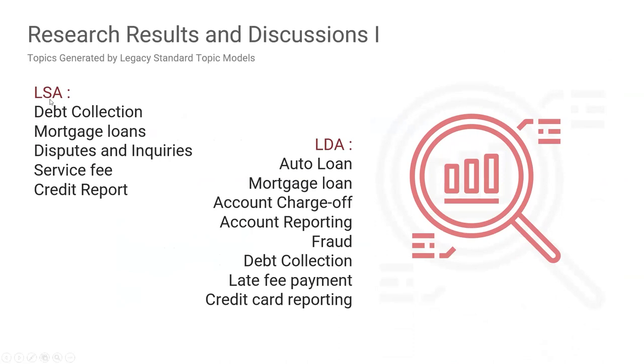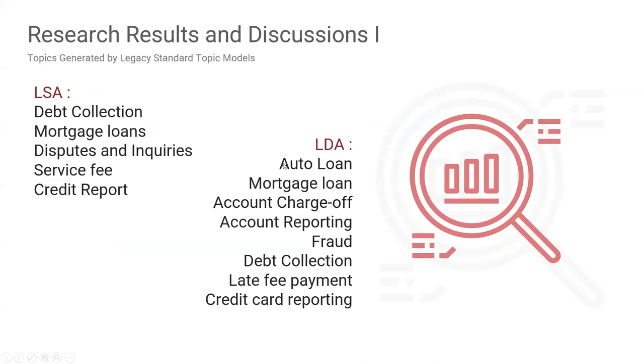So you can see that for LSA, these are the topics we got: debt collection, mortgage loans, disputes and inquiries, service fee and credit reports. We don't get these topics directly. We still have to combine them, because what we actually get is some of the words present in one topic, right? When you combine these with your domain knowledge, you can assign a topic at a much higher level. Actually, you get only words.